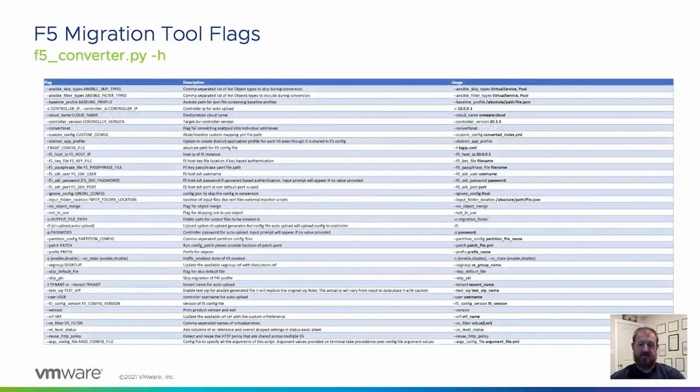Here is a list of all the current flags supported by the migration tool, a short description of what each flag does and how to use it. The bold text are parameters needed for certain flags like names, software version, files, etc.